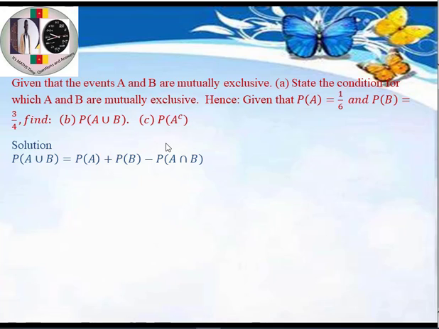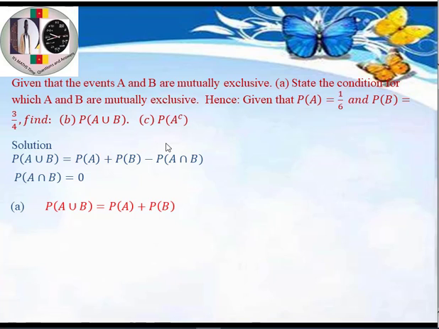So if A intersection B is 0, then for two events to be mutually exclusive, the condition is that P of A union B equals P of A plus P of B, for which P of A intersection B is 0. So that's that. Hence we should use P of A union B equals P of A plus P of B, because the events are mutually exclusive, to solve part (b).